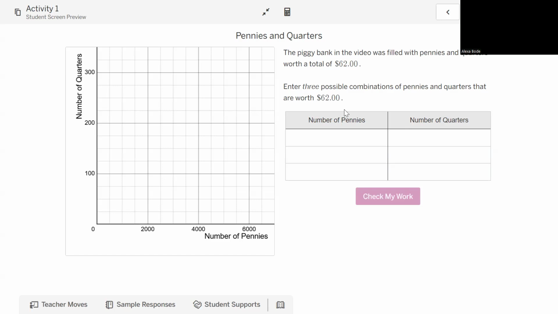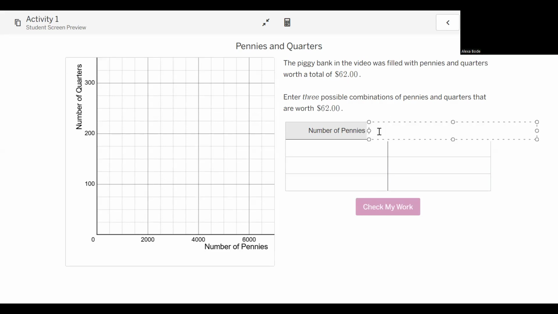Let me annotate. So if we think about it, pennies are worth 0.01. And quarters are worth 0.25 of a dollar. And we want them to add up to $62. So I always like to start with zeros. Zeros of each are just a great way to start thinking about and figuring stuff out.